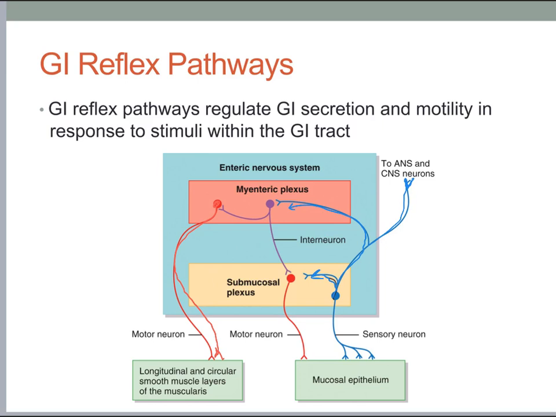We have some interneurons here, so if we go to a purple, well, we'll keep it green. We have an interneuron that is mitigating that information, that is interpreting that sensory information, that is communicating with the myenteric plexus as well as the submucosal plexus. Now, the motor response from the submucosal plexus is talking to the submucosal epithelium, allowing those glands to secrete their substances onto the surface of the lumen.